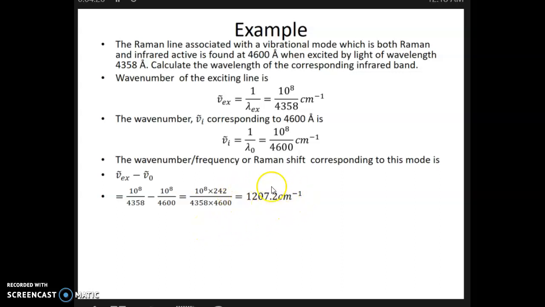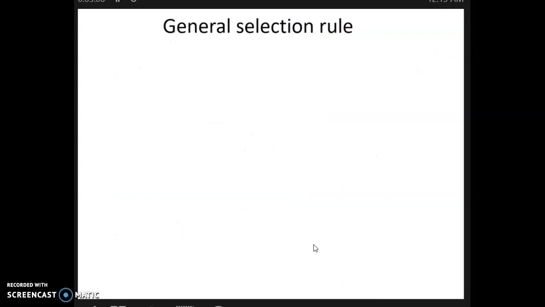So this is actually equivalent to the separation in energy levels V1, V2. So this difference from the ground state to the vibrationally excited state corresponds to 1200. So we want to determine the wavelength corresponding to this. So it's a matter of converting this back to wavelengths, which is simply the reciprocal of that, and we have it as 8283 angstroms. The general selection rule for Raman shift is that the molecule must have a change in polarizability.